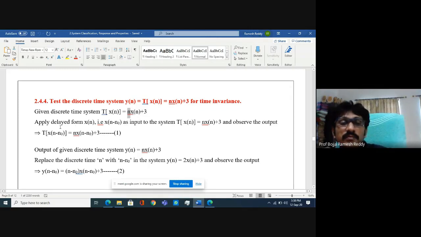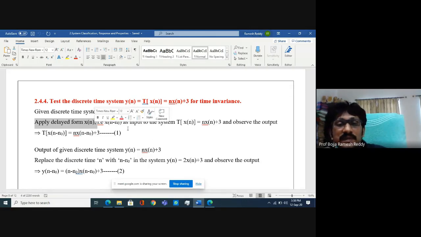What did we do in the previous case? Apply the delayed form of x of n, that is x of n minus n naught, as input to the system. Simply replace x of n with x of n minus n naught. What will we get?